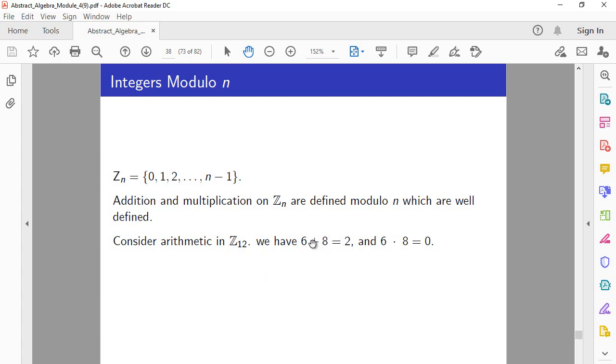So 6 and 8 belong to Z12. And if we add them, we get 2. So how do we get 2? Well, 6 plus 8 is 14, and 14 modulo 12 is 2. So remember, addition is done modulo the modulus. Here the modulus is 12, so addition is done modulo 12. Now, what if I multiply 6 and 8? I get 0. Why? Because 6 times 8 is 48, and 48 mod 12 is 0, because 12 divides 48.